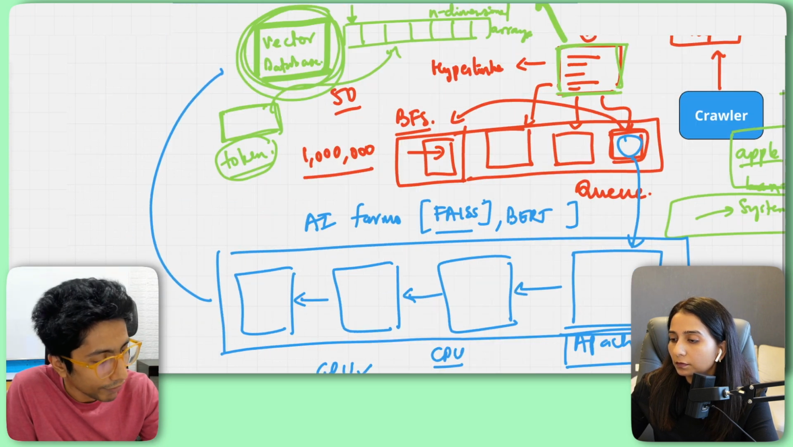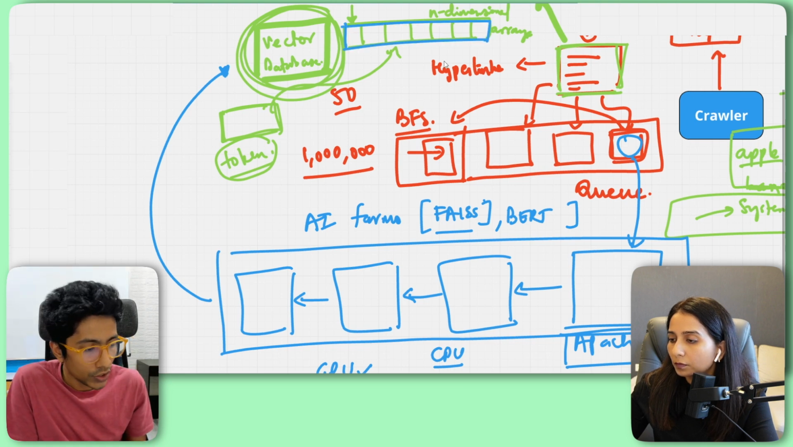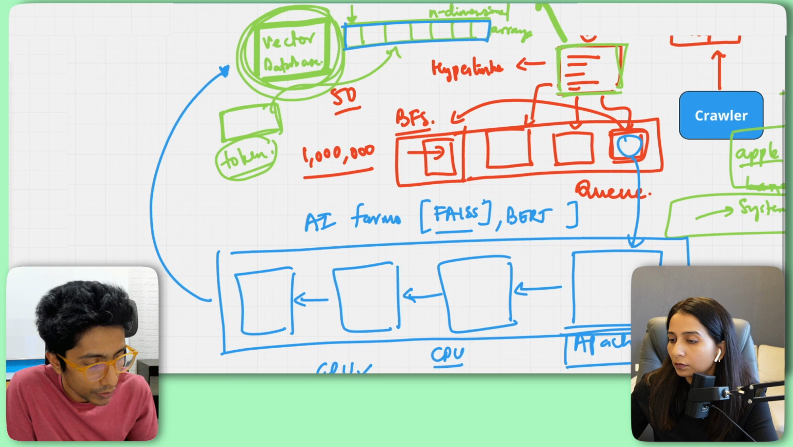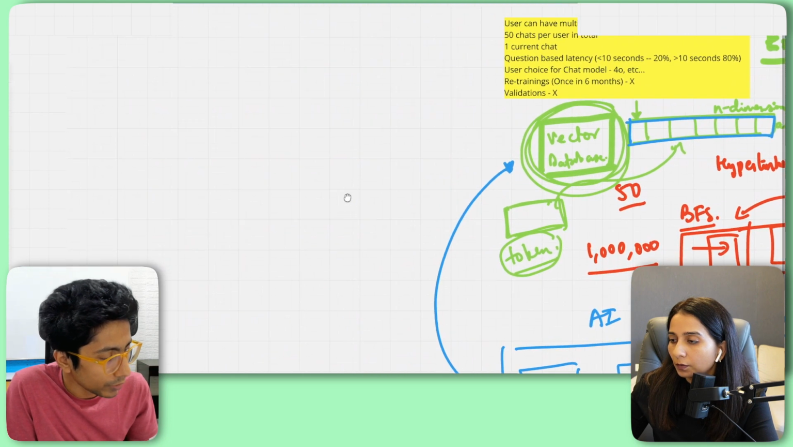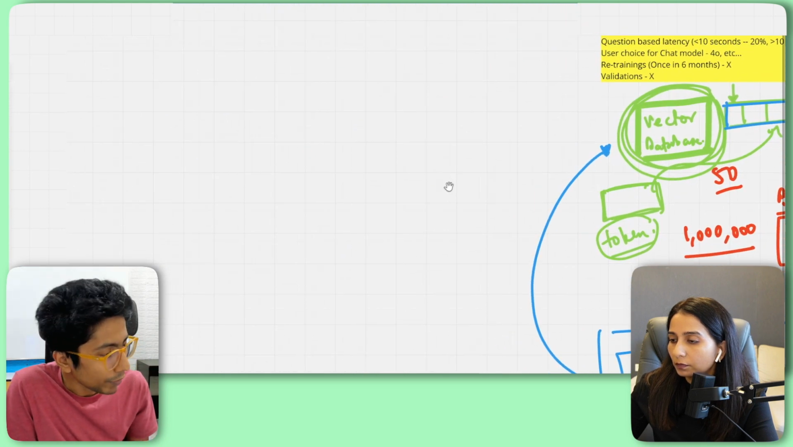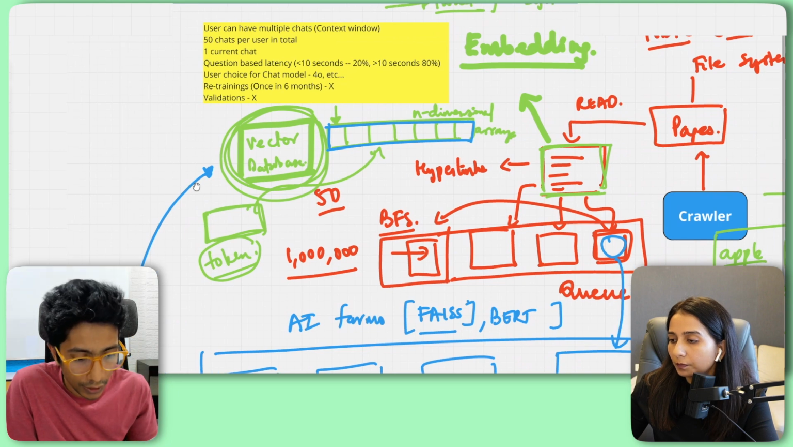So at the end of this, we'll have this massive vector database with a huge set of vectors. Now, the question is, if there is an input query to this system, then we need to answer that query using this vector database. We actually don't go and read the files during runtime.